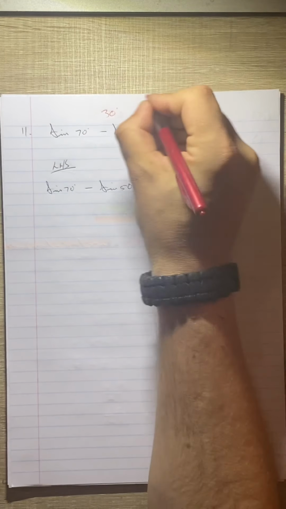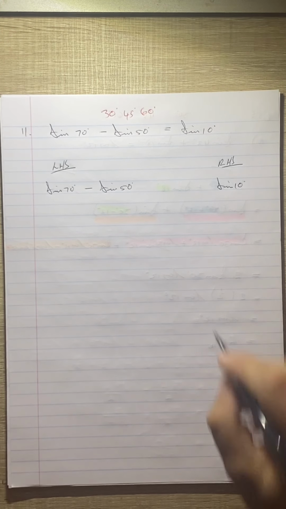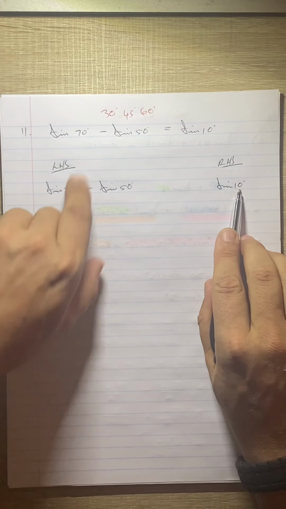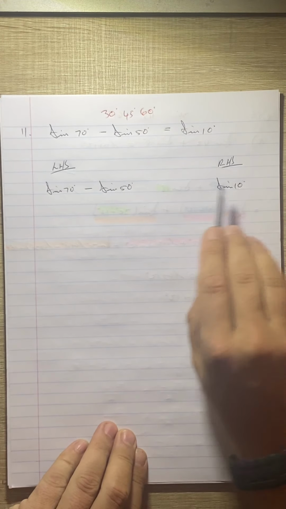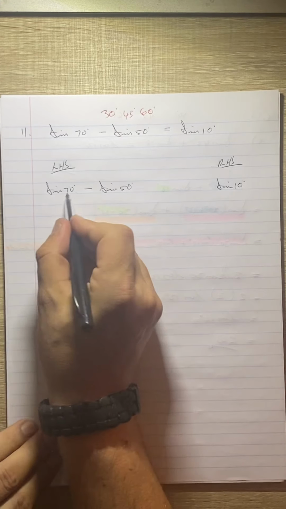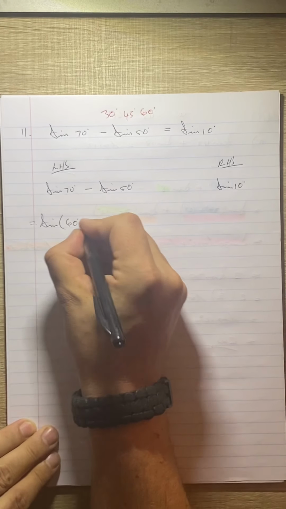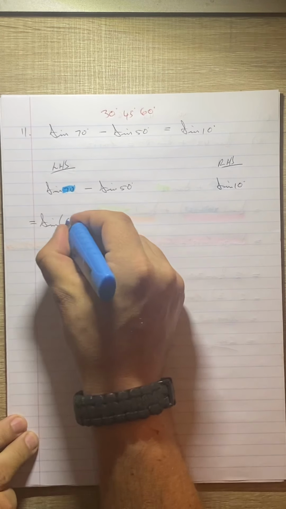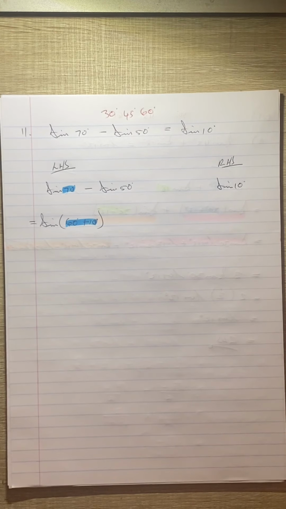I'm going to try and introduce special angles. Sorry, there's a 45 here. I'm going to try and introduce special angles, and I'm going to try and introduce this 10. So we need to try and get to 70 with 10 and a combination of one of these. So I can see that 60 plus 10 will give me the 70. So this one will change to sine 60 plus 10. So that 70 became this. I've introduced a special angle and I've introduced that 10.